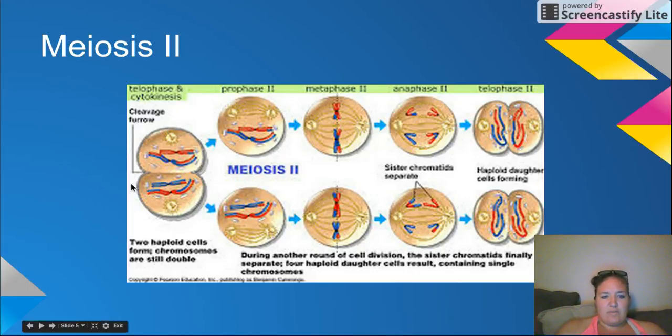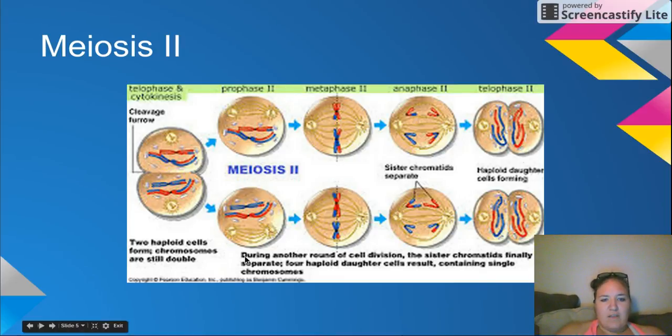And like we said before, the cleavage furrow will form unless it's another type of cell that might have a cell wall. But in this case, always go with a cleavage furrow. So you now have these 2 different haploid cells, and their chromosomes are still doubled. And now these 2 cells move through meiosis 2.